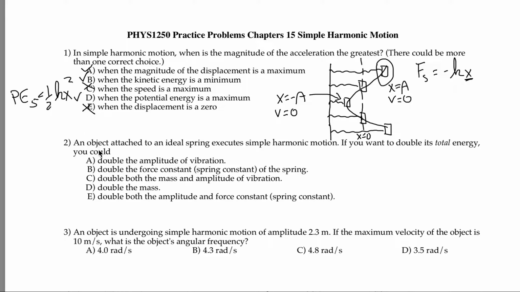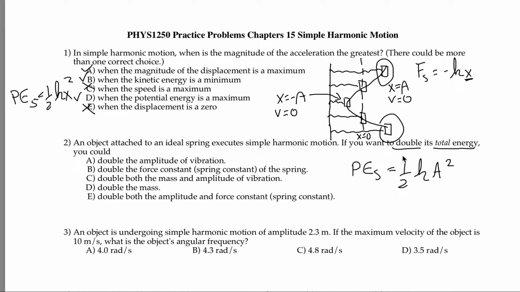Let's take a look at the next one. An object attached to an ideal spring executes simple harmonic motion. If you want to double its total energy, you could do what? So this is one of these examples where you're doubling something and you have to see what happens. So first you need to figure out an equation that gives us the total energy. This problem has to do with the conservation of energy section, where we learned that when the object was at its maximum amplitude, such as over here, the spring potential energy was 1/2 ka squared, where we just replace the x by a.